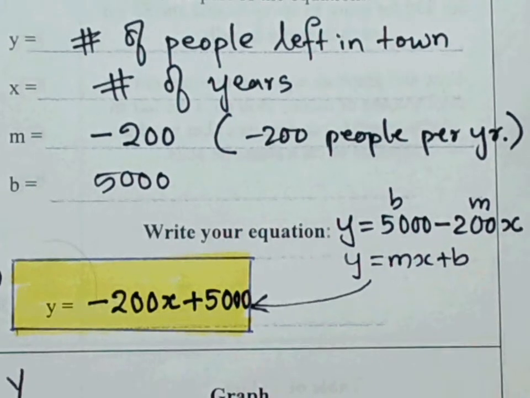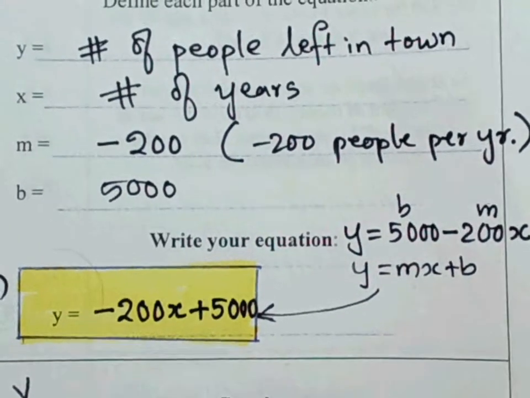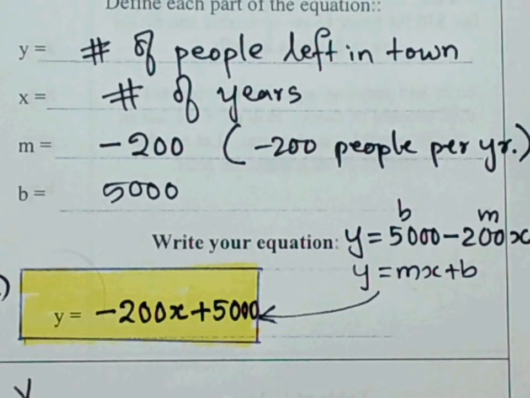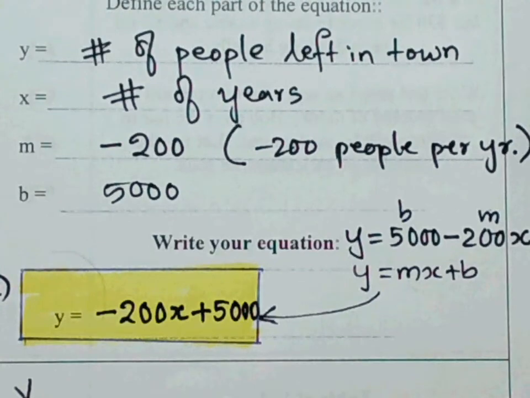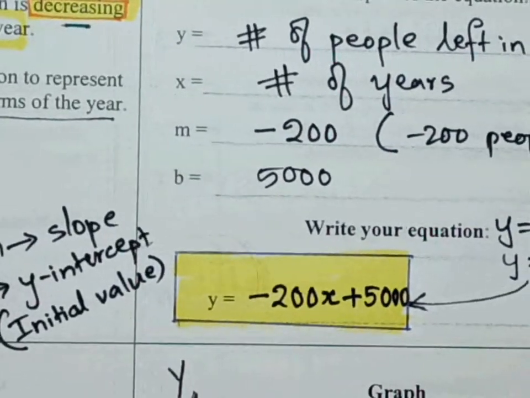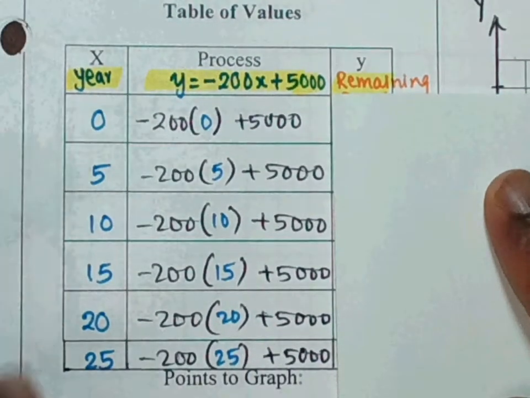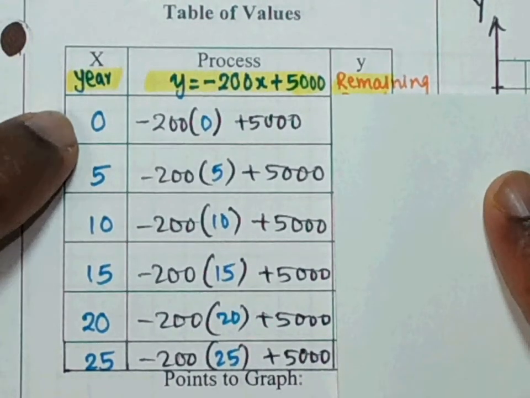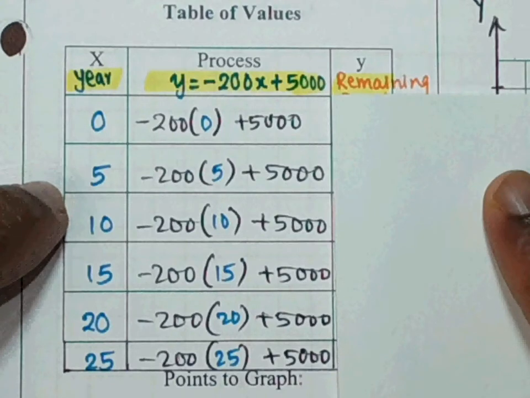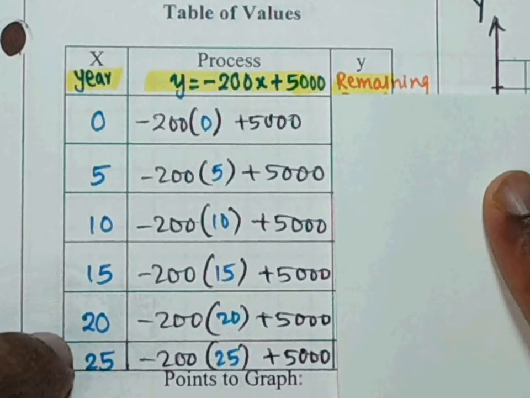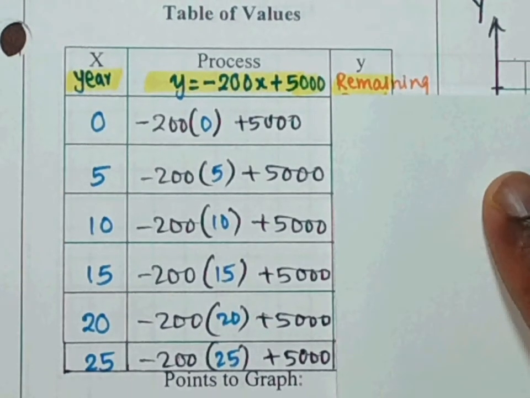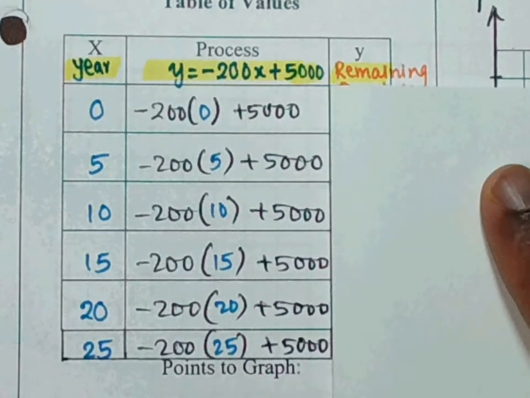Now we're going to plug that into a table of values. So we're going to have our IPO chart, and in our IPO chart we're going to pick random values for x. I just chose 0th year, which is the first year we started recording, then the 5th year, then the 10th year, the 15th year, 20th year, 25th year. You can keep on going forever, how many ever years you want to take that data.